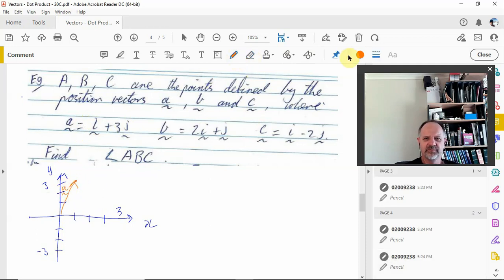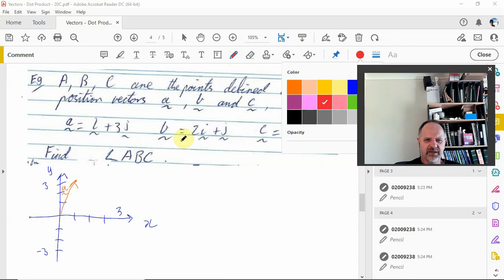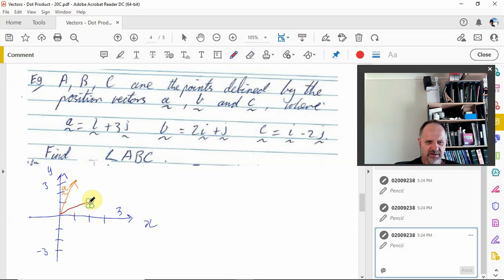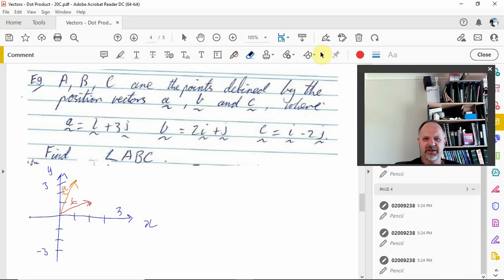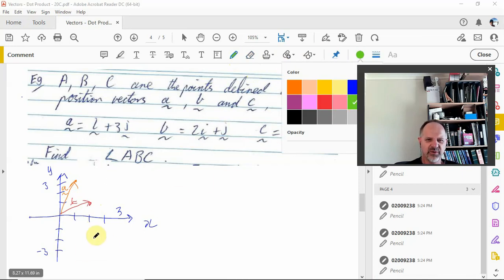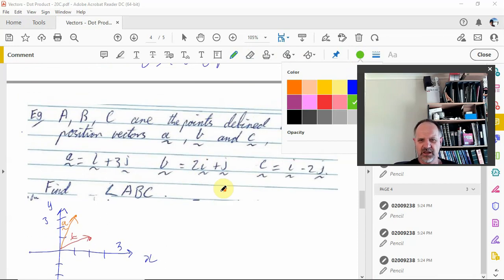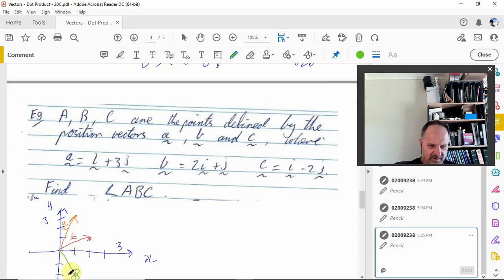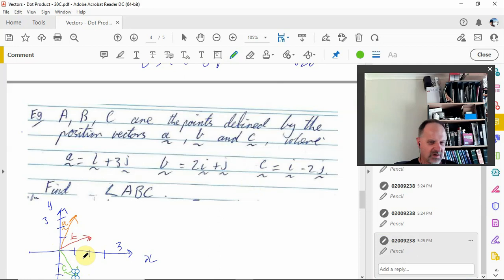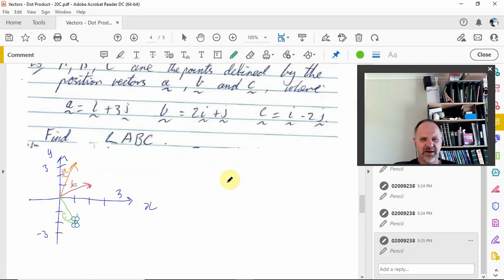All right. Vector B is 2i plus j. So there we go, vector B. And the third vector, let's go green on that, is 2i. Oh, no, it's not. I'm looking at the wrong one there. It's i minus 2j. There it is down there. There's vector C.